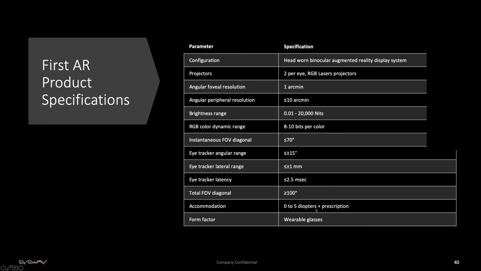Now, the accommodation we will be doing from infinity, which is 0 diopters, to 5 diopters, which is 20 centimeters away, plus the prescription. So anyone that has a prescription of whichever number, plus, if needed, we are able to introduce also the cylindrical element to compensate for any astigmatism that the user has. And obviously, we are able to do the varifocal part. The form factor that we are shooting for is wearable glasses. Glasses meaning not a headset that is large and helmet-like. So this is very important also.